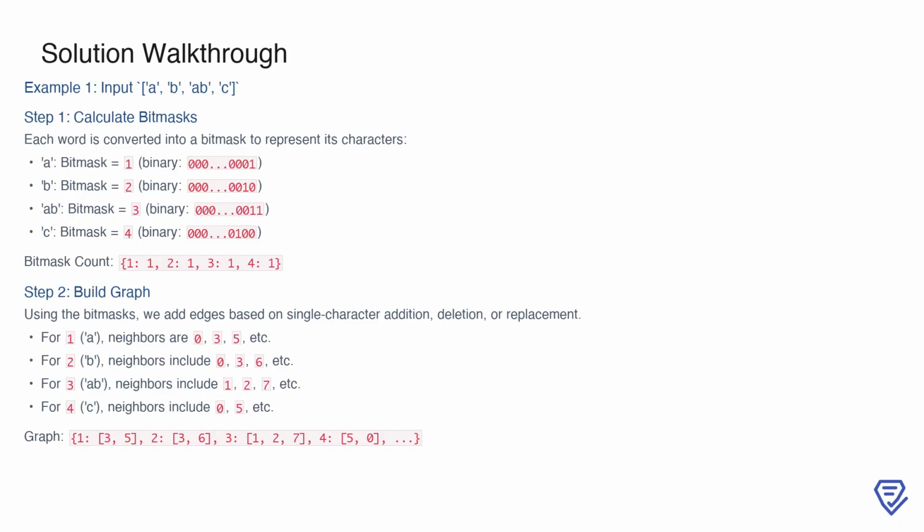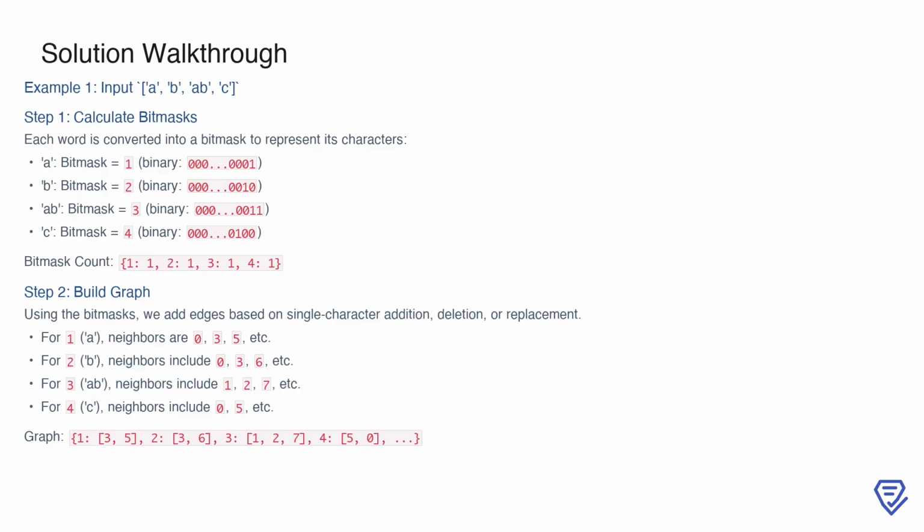To solve the problem, we start by converting each word into a bitmask that represents its unique set of characters. For example, the word A is represented as the bitmask 1, which in binary is just a single 1 at the least significant bit. Similarly, B becomes 2, which in binary is 10, and AB becomes 3, which is 11 in binary. These bitmasks are stored in a dictionary along with their counts.